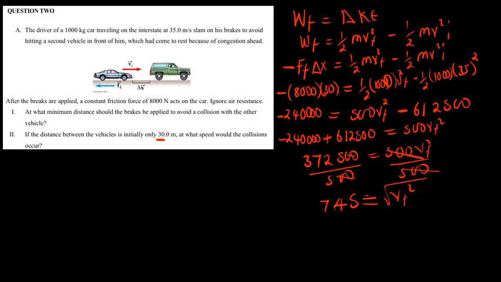So what I'll do, I'll find the square root. So in short, the v there is 27.3 meters, just like that. So that is how you answer that particular part of the question. Simple and straightforward. Okay, now let's go to the other one.